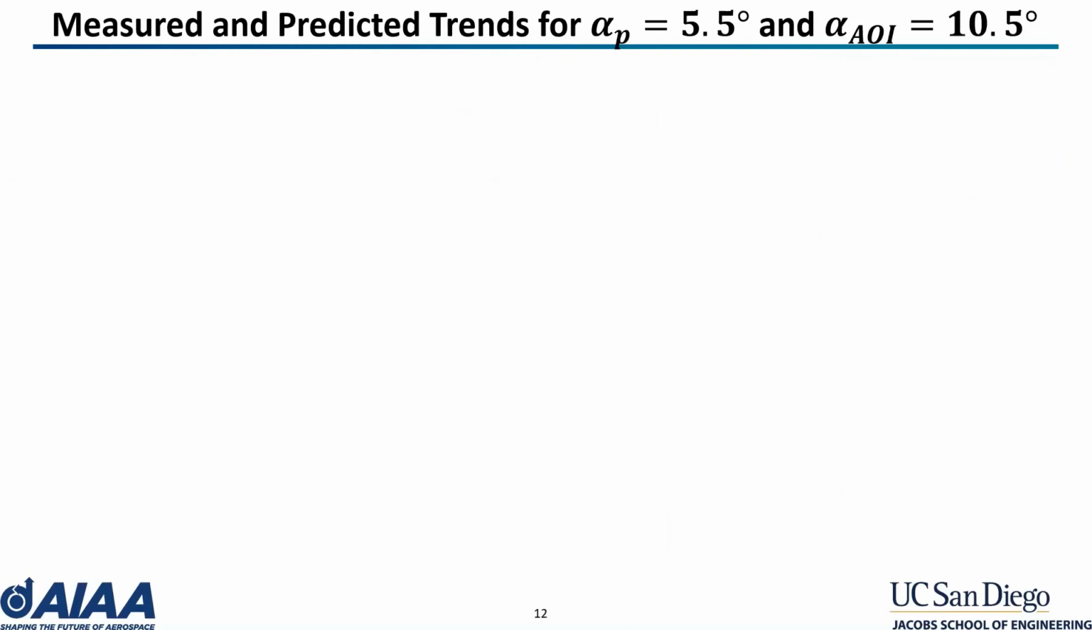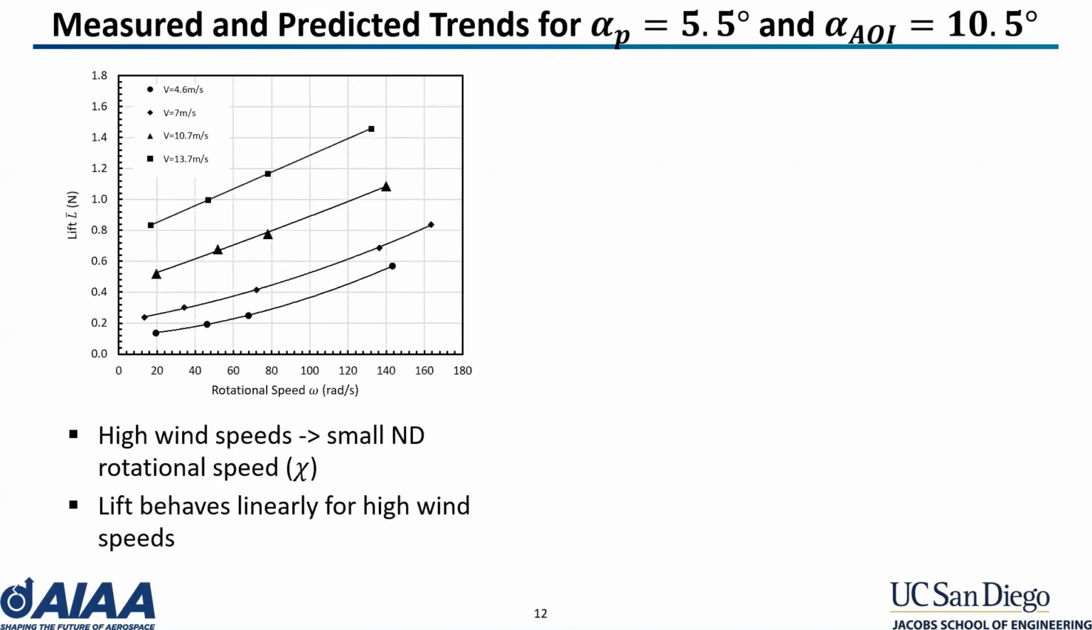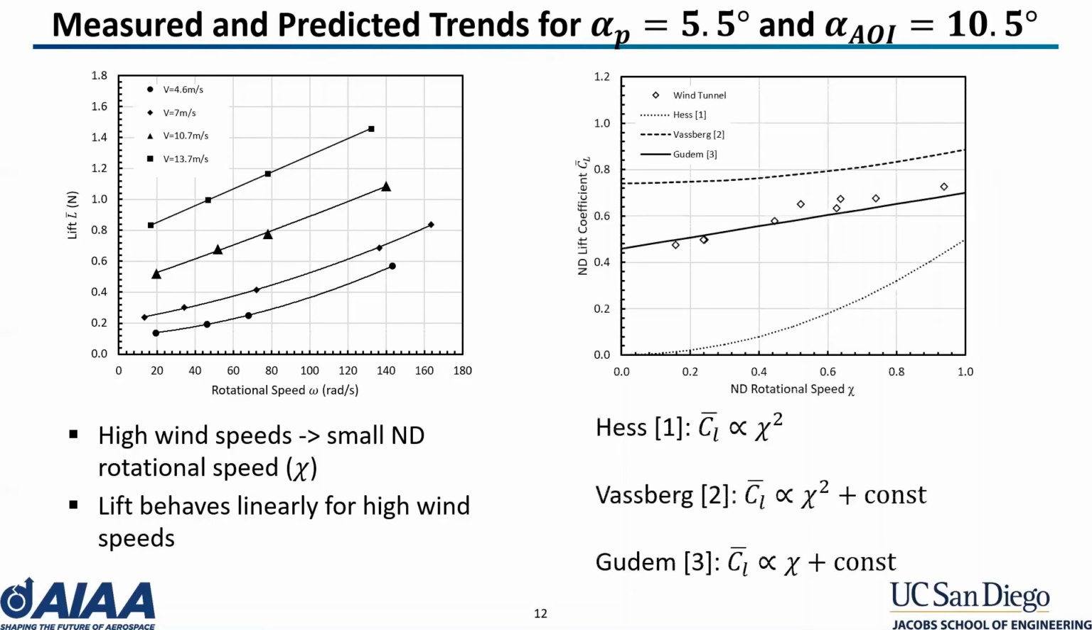Finally, we consider the measurements taken for an angle of incidence of 10.5 degrees. The lift is again linear in the rotational speed, and so we expect the non-dimensional lift coefficient to also be linear in chi. This is the case once again, and the measurements match Gudim's linear prediction well. The quadratic trends of Vastberg and Hess do not provide a good fit for the measurements.